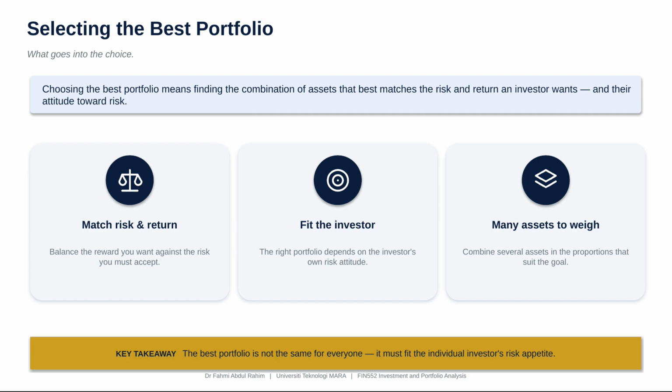Second, the portfolio must fit the investor, since the right choice depends entirely on that person's own risk attitude. A cautious retiree and a bold young investor need different portfolios. Third, there are many assets to weigh, so you combine several assets in the precise proportions that suit the goal. The crucial takeaway, and the theme of the whole chapter, is that the best portfolio is not the same for everyone. It must fit the individual investor's risk appetite. Now let us make this idea precise with the concept of optimization.